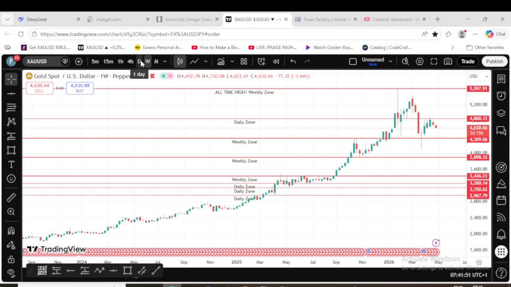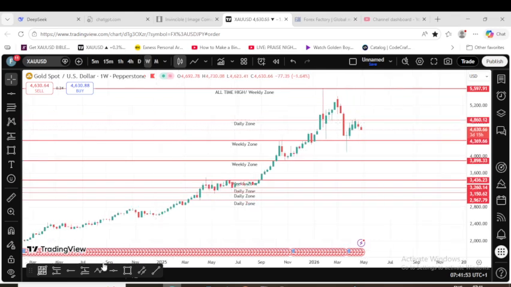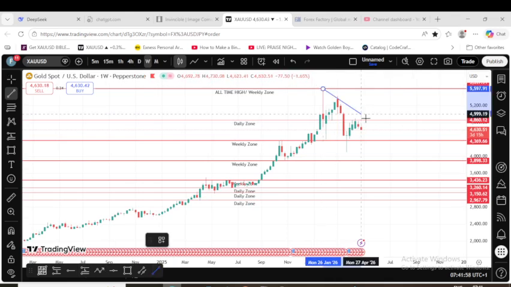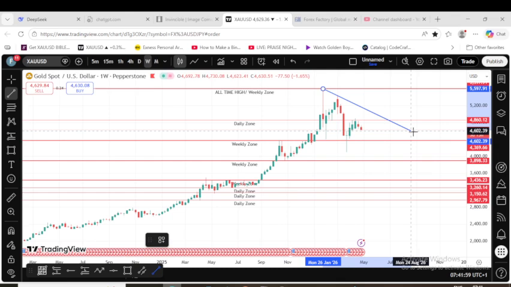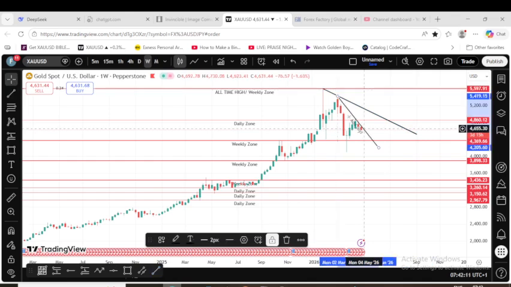So on the weekly time frame, you can see a trend line like this from the all-time high. Let's make it black. We can also see another trend line like this. So these would be our weekly trend lines.